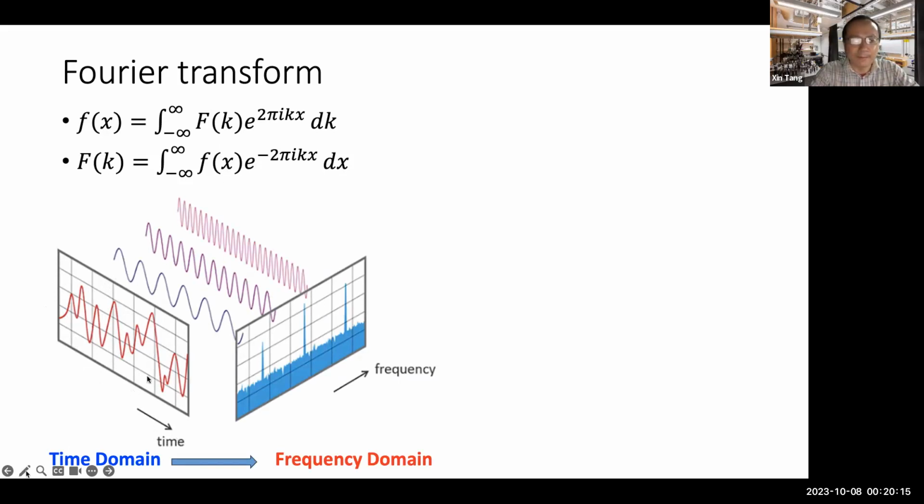Okay, now by doing this Fourier integration, you can actually separate this curve into three components. You will find that they actually have three components. They can be sine functions. One is a lower frequency, this one. Another one is intermediate frequency. Another one is high frequency, right? This purple one is high frequency.